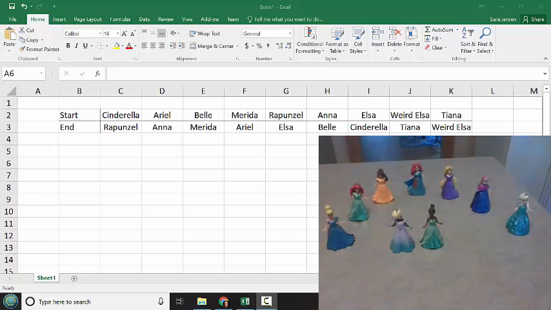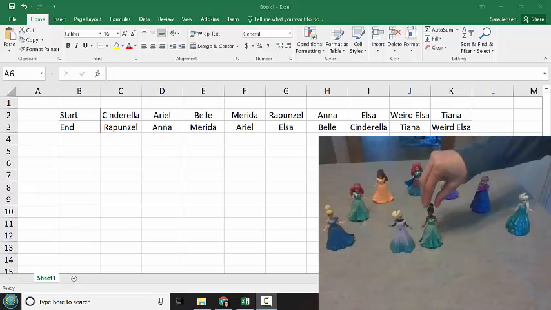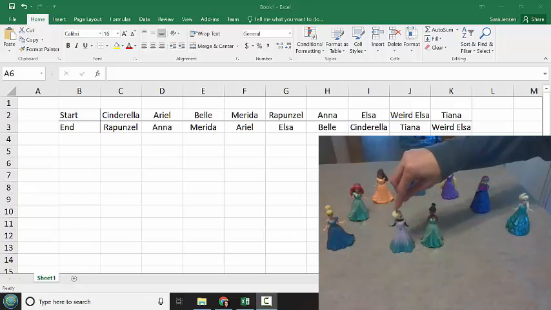Now, in order to prove a point to you a little bit later on, I also have two unique helpers, but I'm labeling them as unique because, as you can see, these toys have been very well loved by my children, and as such, I don't have all the right dresses for all of the princesses. So I've got Tiana right here. Unfortunately, my daughters have lost her beautiful Tiana dress, and so she's wearing a borrowed one from another Ariel we've had. And then we have someone over here that I'm going to call Weird Elsa.